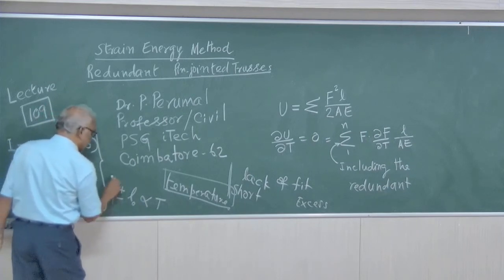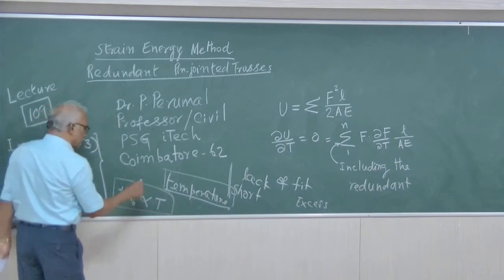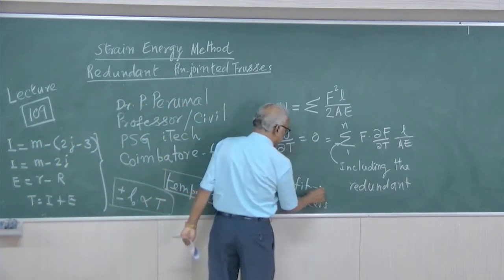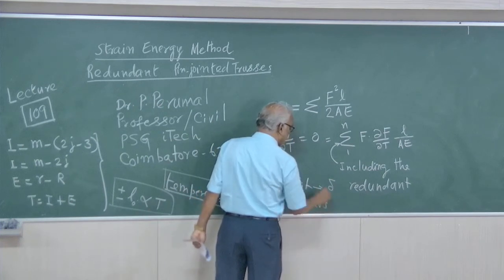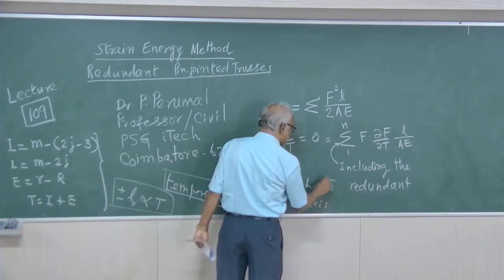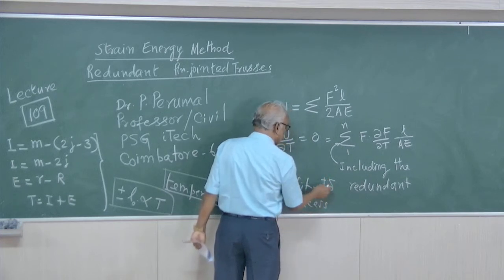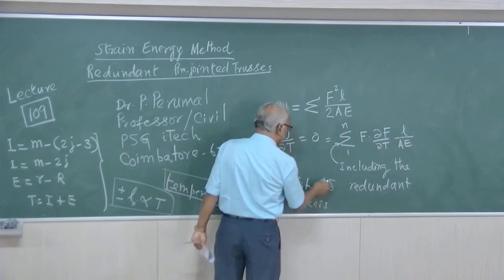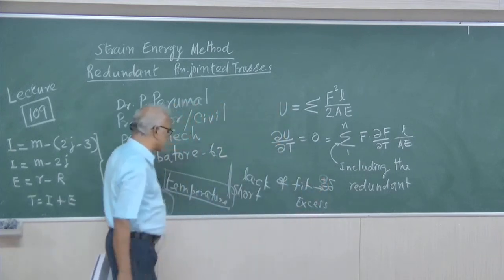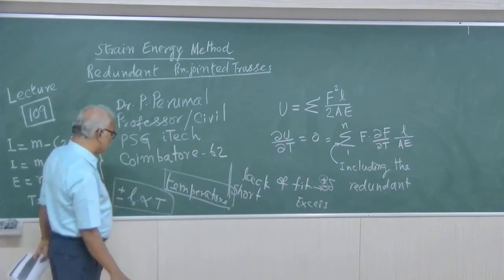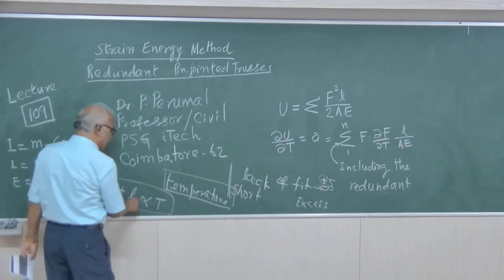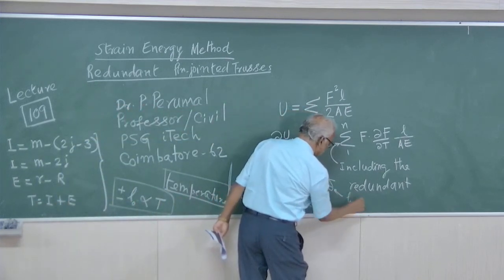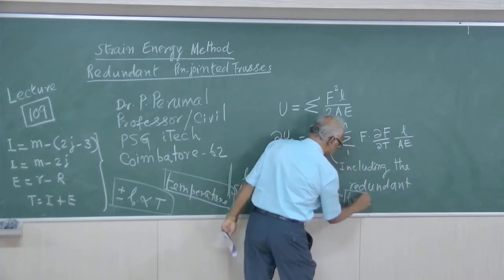So this we will discuss later. L naught alpha T. So this is another case of lack of fit. Here, let the lack of fit be delta. Delta may be plus or minus. If the member is excess in length, you have to use minus sign. If the member is short in length, then you have to use plus sign. Therefore, in the place of delta, you have to use L naught alpha into T.